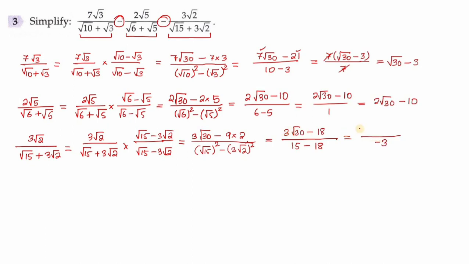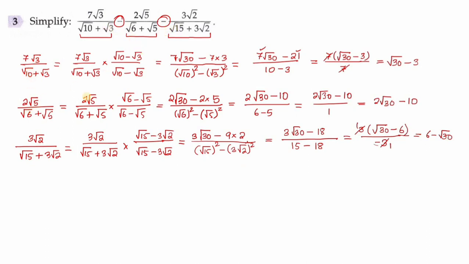So let's take out 3 common from the numerator. So you get 3 is common, and root 30 minus 6 you are going to get. So you can cancel this. When you have minus in the denominator, it means you have minus in front. So when you open up the bracket, you have to multiply by minus. So you get 6 minus root 30. So we have successfully rationalized the three terms.